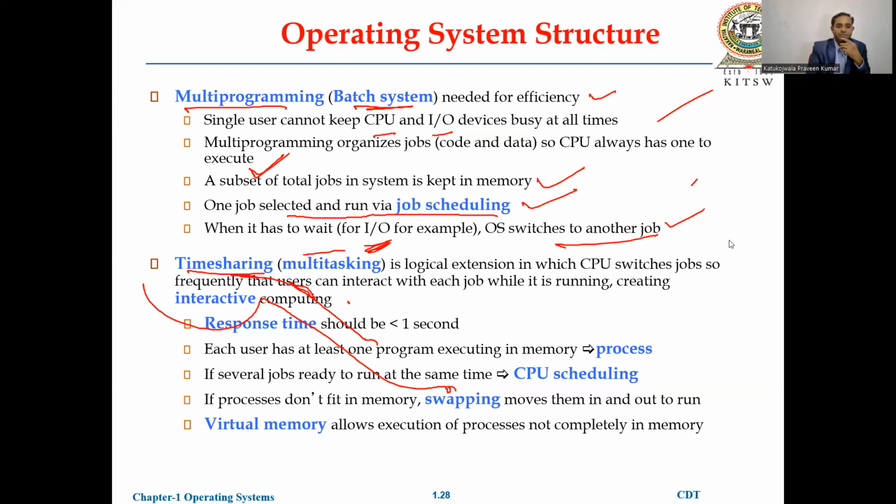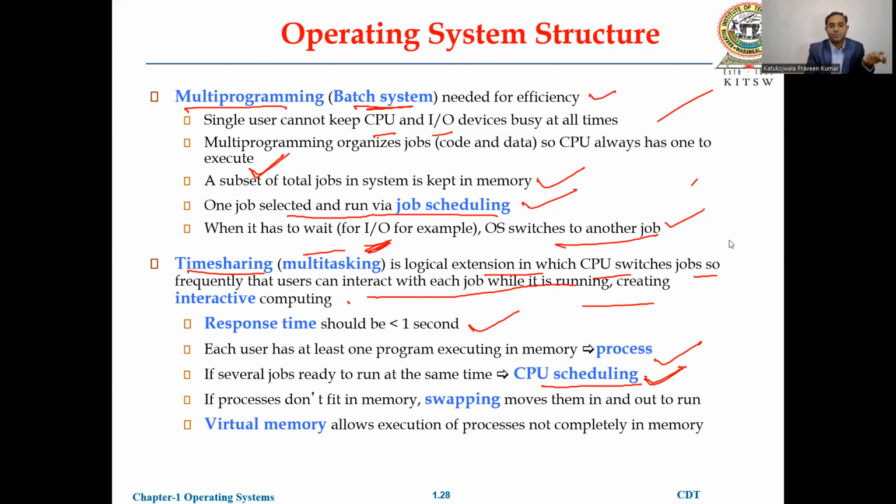Time sharing is a multitasking operation, and it is a logical extension in which the CPU switches jobs so frequently that users can interact with each job while it is running, creating interactive computing. The response time must be less than 1 second, and each user has at least one program executing in memory, which is called a process. If several jobs are ready to run at the same time, then CPU scheduling takes over; we will discuss CPU scheduling in unit 2.